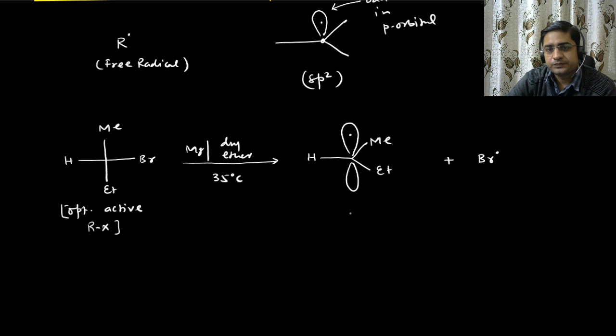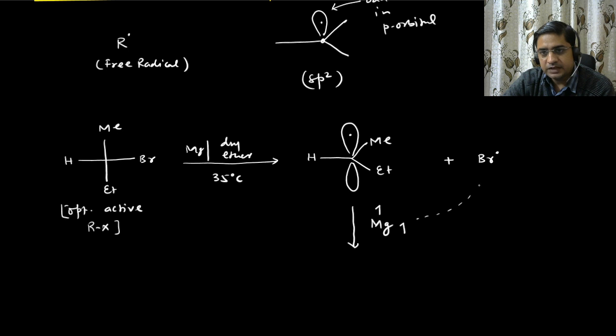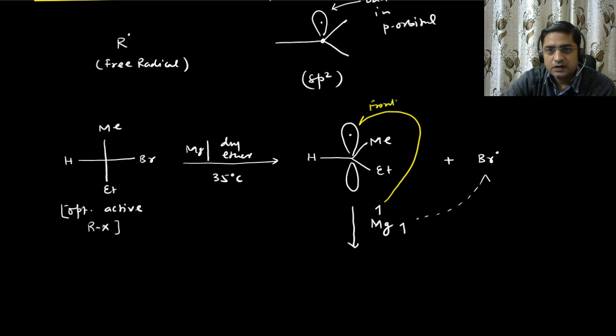Now the magnesium, having two valence electrons, one will combine with Br dot, and here we have two possibilities. It can attack from the front end or it may attack from the rear end.